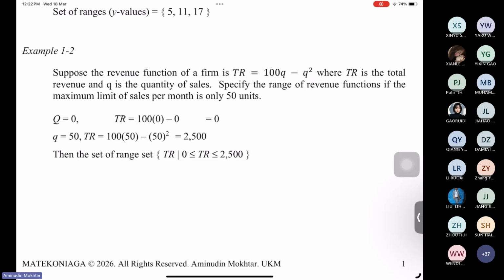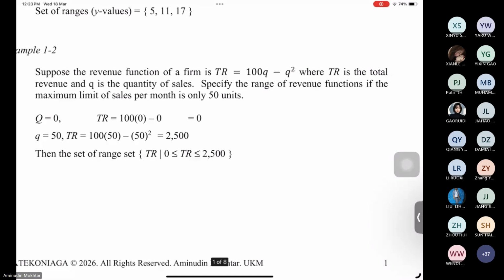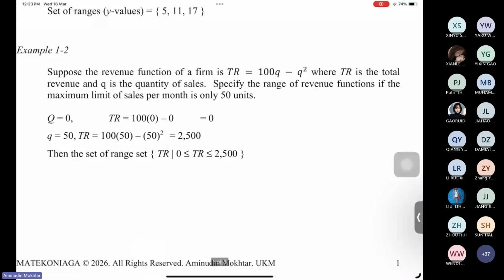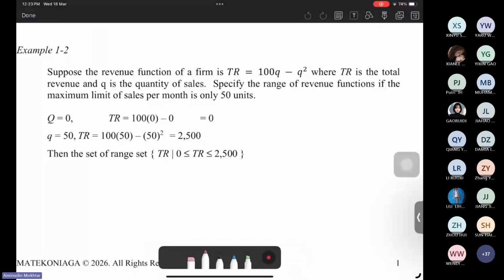Since I am an economics lecturer, my example is more on the economic situation, the economic foundation. Suppose the revenue function. Okay, what is revenue function? Can anyone help me explain what you understand about the revenue function? What is the definition of revenue function? Can anyone share with us? Please explain the revenue function.